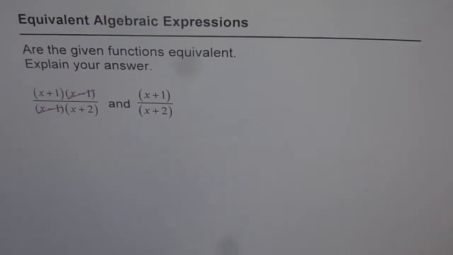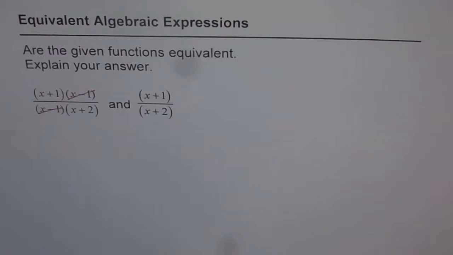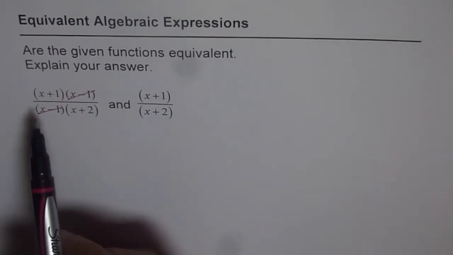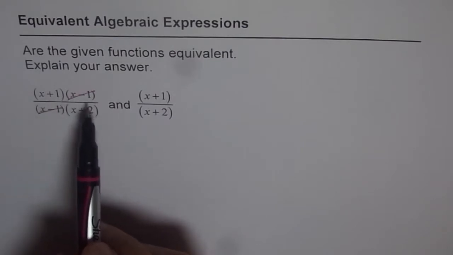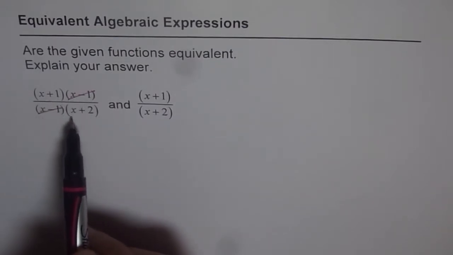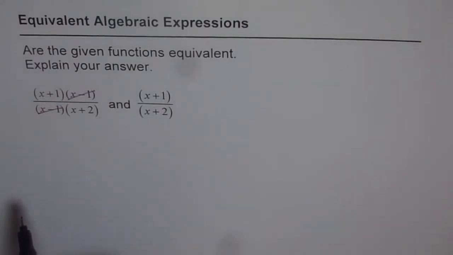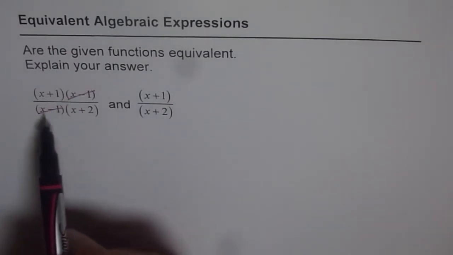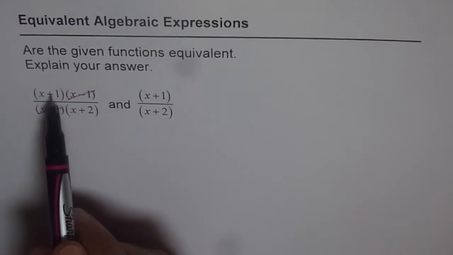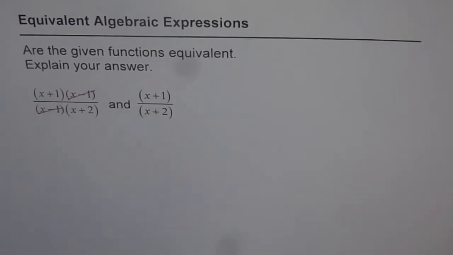Here's a very interesting problem from equivalent algebraic expressions. Are the given functions equivalent? Explain your answer. What we are given here is (x plus 1)(x minus 1) divided by (x minus 1)(x plus 2), and x plus 1 over x plus 2. That is to say, when you cancel out the common factors, what remains is this. So the question here is, are they equivalent or not?